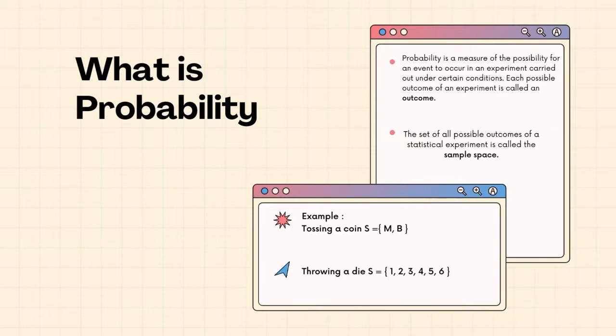Each possible outcome of an experiment is called an outcome. The set of all possible outcomes of a statistical experiment is called the sample space. For example, tossing a coin, S equals {H, T}.